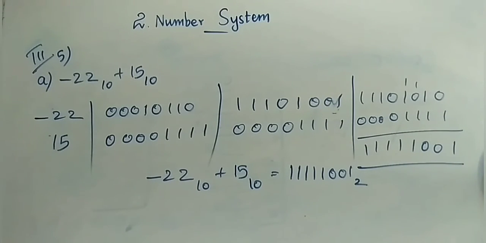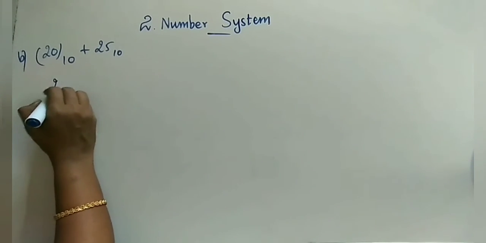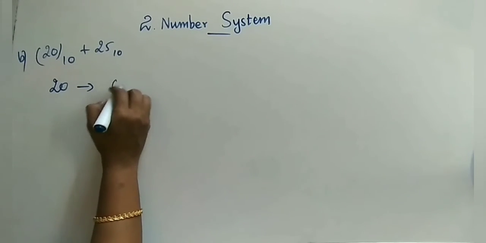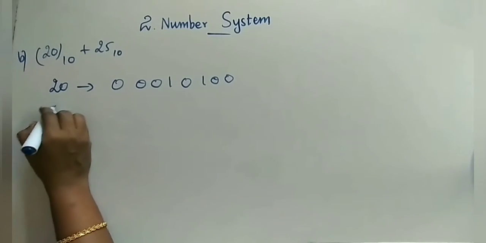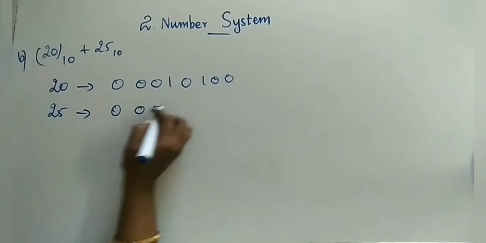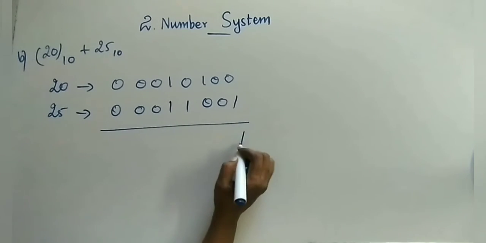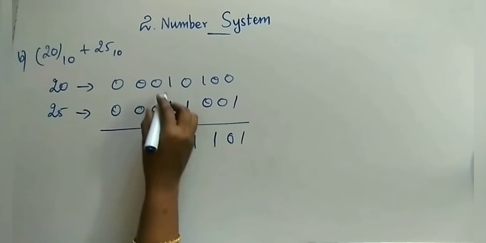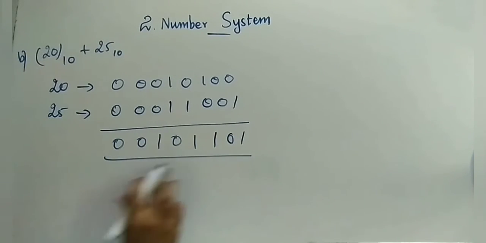Next we can see the next one, that is B part. It is 20 to the base 10 plus 25. So both are positive numbers for you, so very easy. Just you people have to find out the binary equivalent. For 20, you will be having this one, and for 25, you will be having this one. You people know how to find out this one, so I am directly writing the answer here. Just you have to add. 1 plus 1 is 1, 0.